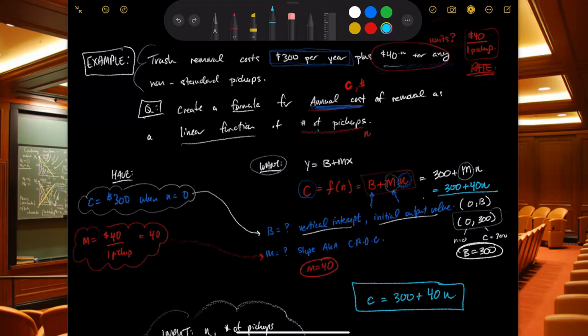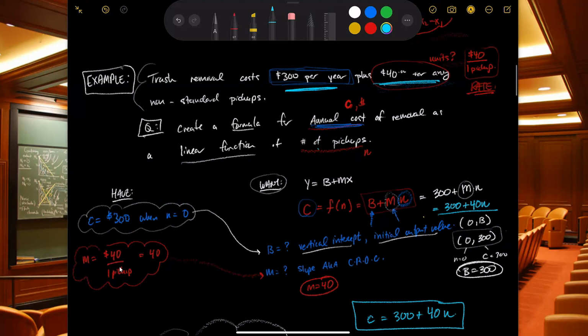So this is how I would create a function given a constant rate of change and that initial value, that vertical intercept, in b plus mx form, or what we call slope-intercept form.